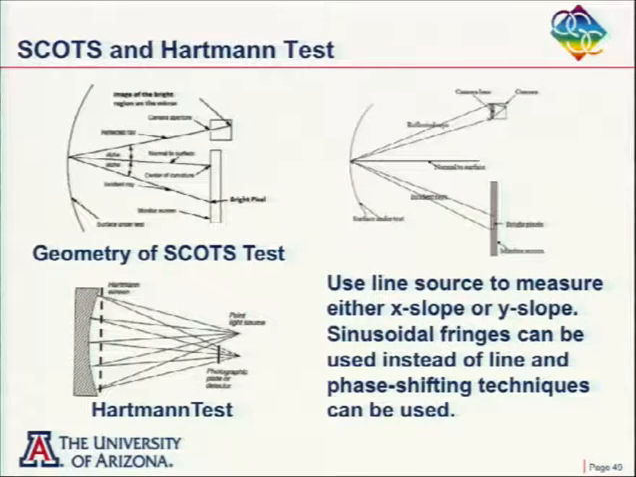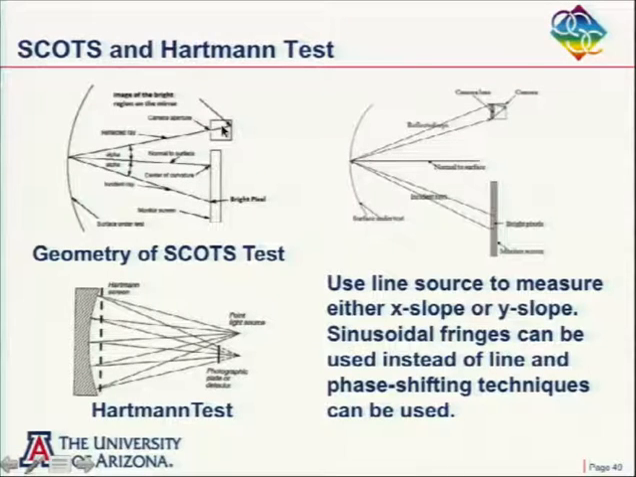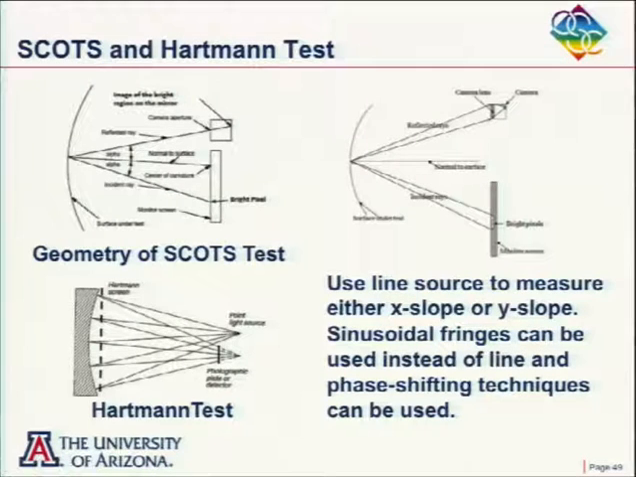So you could put a line on here if you want and see what portions of the line come from different regions on the mirror. Or you can put sinusoidal fringes on here and image them up here. Sinusoidal fringes make me think of phase shifting. So he could do some phase shifting of these fringes and see how they move up here, and from that, once again, get the slopes. So that's basically it, in my simple-minded thought about it.